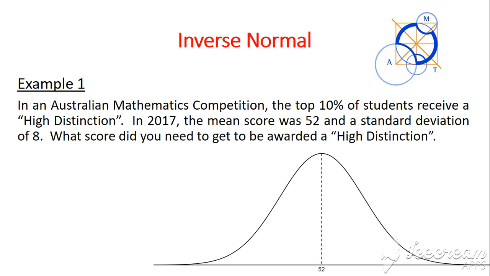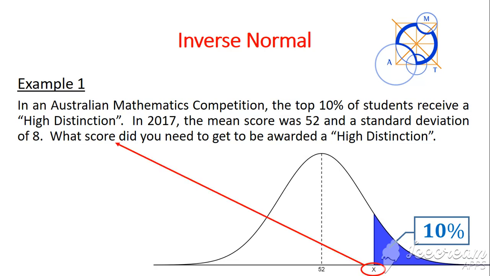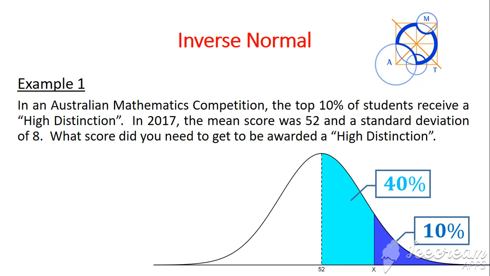Here's our normal distribution curve with 52, our mean, in the middle. And here's our value of x, which represents the top 10% of students are above x. So when we say what score, we're trying to figure out x. What value of x, what score do we need to get where 10% of students are above? All right, to do that, hopefully you can figure out this region has to be 40%, because 40% plus 10% will make 50%, and half of the data is above the mean.